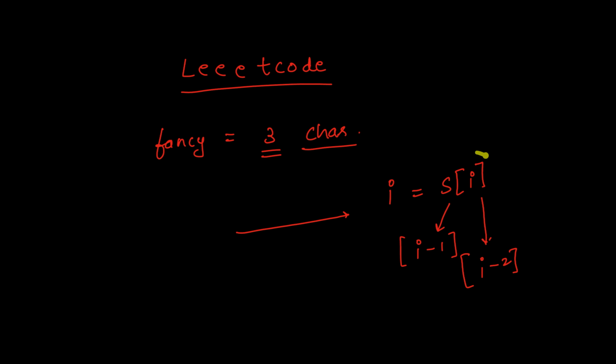And if the value of s of I is equal to the values at s of I-1 and I-2, it means there are a total of 3 characters that are equal, which makes it a non-fancy string. And once we have identified that the corresponding character makes it a non-fancy string, we can simply ignore it while building our output. Let's do a quick dry run to understand this approach.